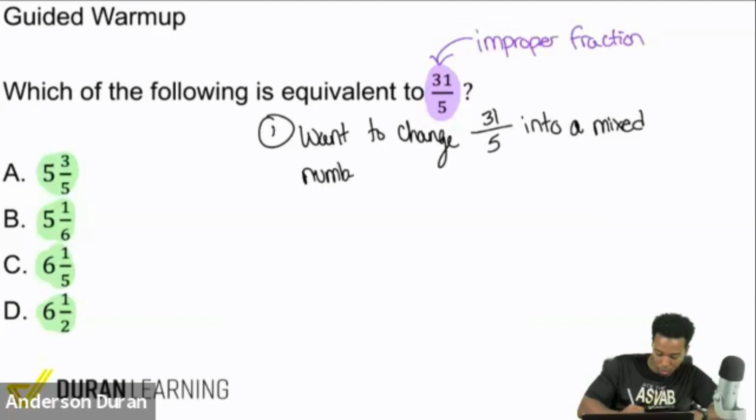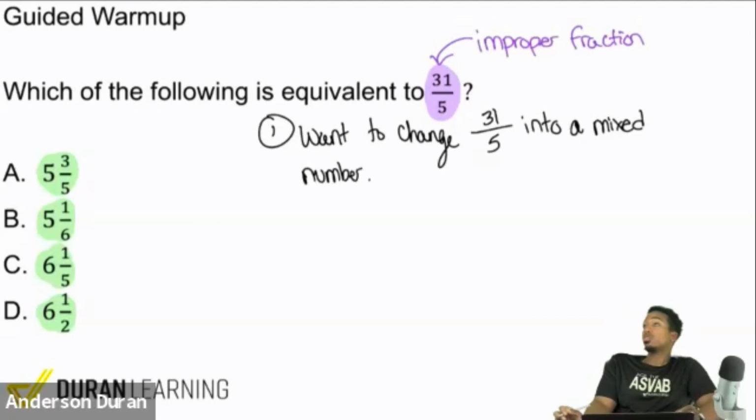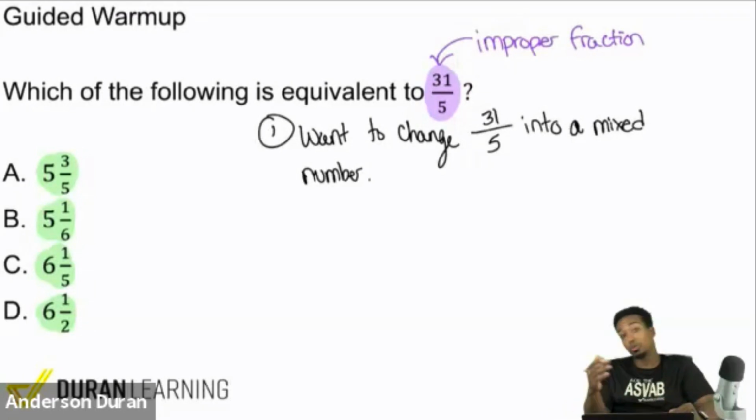So let's go ahead and remind ourselves on how we do that. In our notes, we should have read: to turn an improper fraction into a mixed number, we'll go ahead and divide. And then whatever's left over, we'll keep it in the numerator. Cool. Sounds good. Let's go ahead and get to it then.